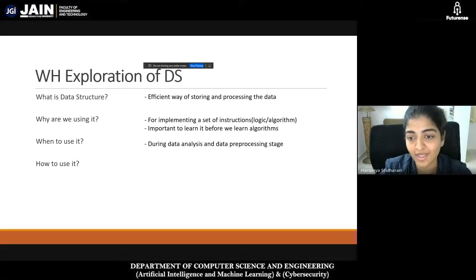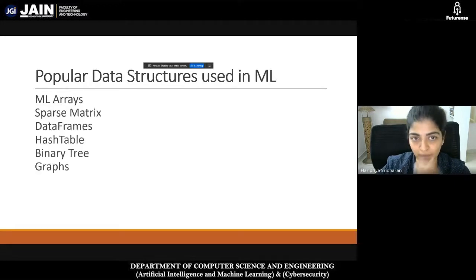So during that stage, this data structure is more effectively used to represent the data in some form, and we will learn how to use it now. Some of the popular data structures in machine learning are arrays, sparse matrix, data frames, hash table, binary tree, and graphs.